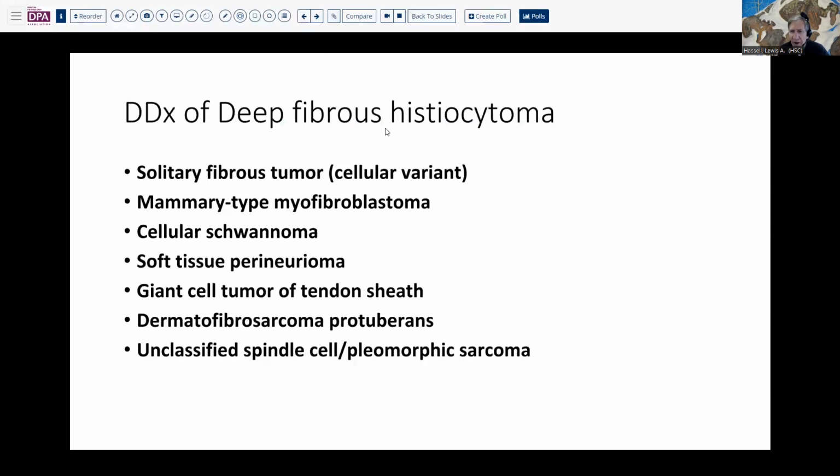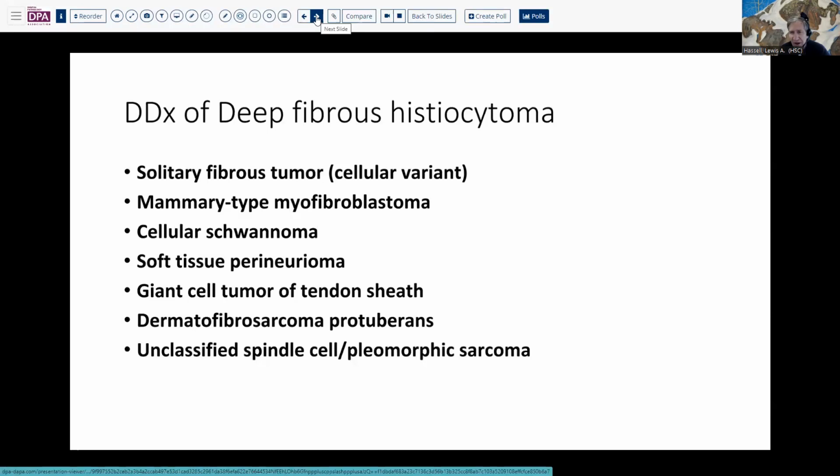I apologize. All right. Well, so the differential diagnosis, as we've mentioned, can include the solitary fibrous tumor, mammary type myofibroblastoma, cellular schwannoma, soft tissue perineurioma, giant cell tumor of tendon sheath, dermatofibrosarcoma protuberans, and unclassified sarcomas. We would add to that if there's very much osteoid, extraosseous osteosarcoma.